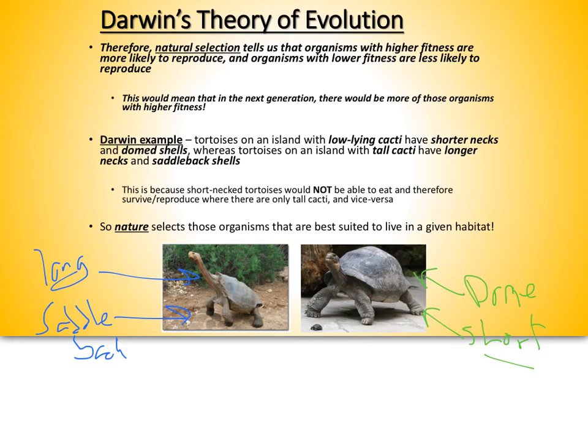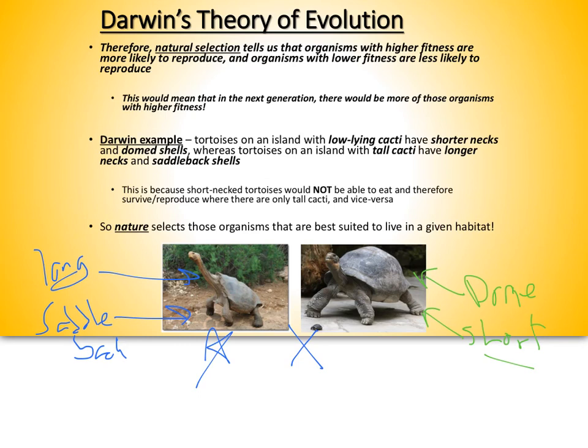Now here's what Darwin observed. The tortoises that had the dome-shaped shells and short legs lived on islands with low-lying cacti that served as their food source. And the taller tortoises, these long-necked saddleback tortoises, appeared on islands that had taller vegetation that they ate from. And what Darwin noticed is that on the island with the taller vegetation, this one, you did not see dome-shaped shells and short necks because those tortoises wouldn't be able to reach the food, right?